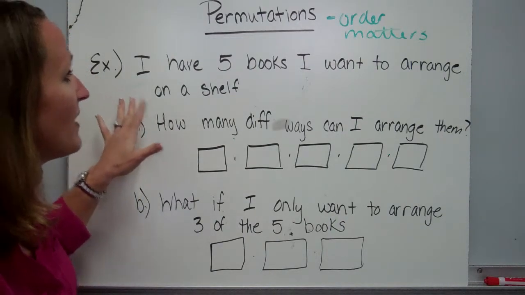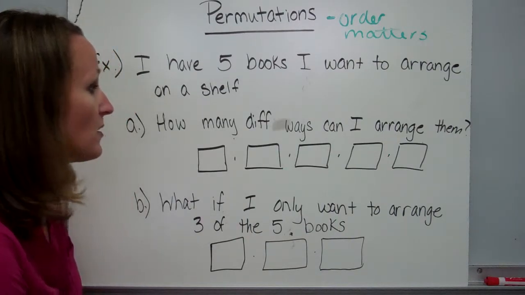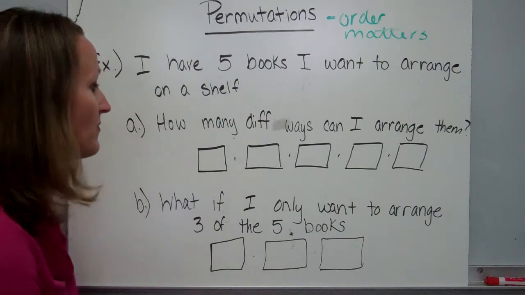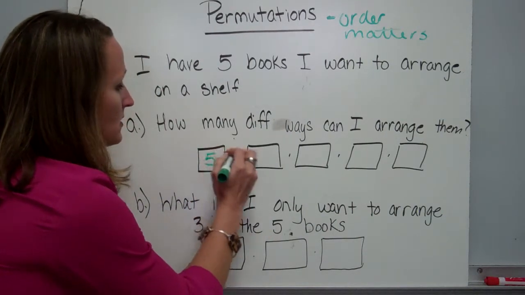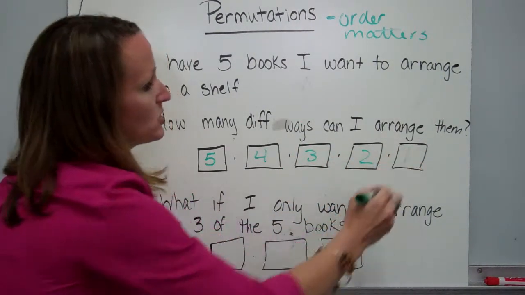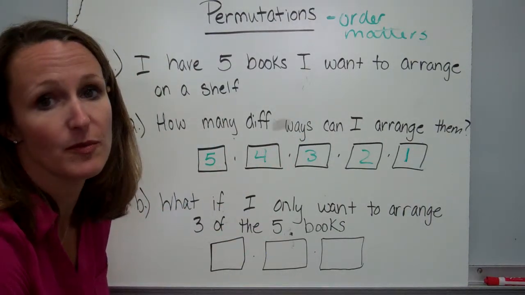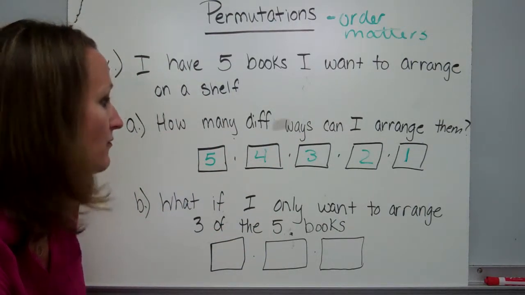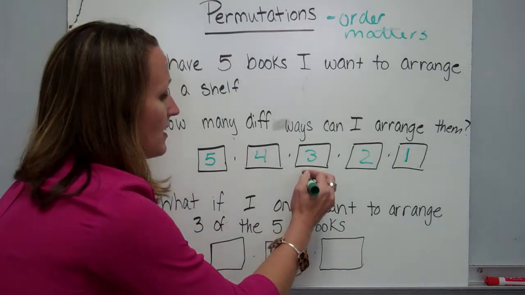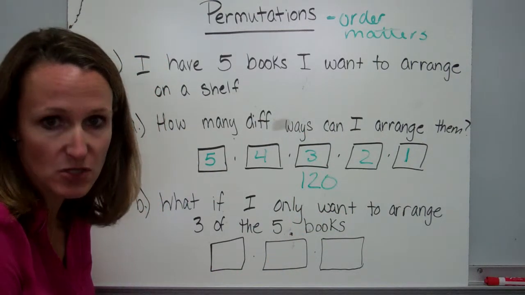So let's say we have 5 books that we want to arrange on a shelf. How many different ways can we arrange them? You'll notice I've drawn my boxes just like I did for the fundamental counting principle. I have 5 boxes, 5 books, so I would have 5, 4, 3, 2, 1 different ways that I can arrange them. I go in decreasing order because with the first book there's 5, then 4, then 3, 2, 1. So I'm just going to use the fundamental counting principle and multiply them, and I find out that there's 120 different ways that I can arrange these books on the shelf.